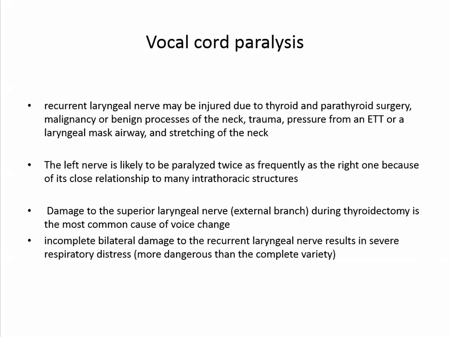The recurrent laryngeal nerve may be injured due to thyroid and parathyroid surgeries, malignant or benign processes of the neck, trauma, pressure from an endotracheal tube or laryngeal mask airway, and stretching of the neck. The left nerve is likely to be paralyzed twice as frequently as the right one because of its close relationship to the intrathoracic structures. Damage to the superior laryngeal nerve during thyroidectomy is the most common cause of voice change, due to injury to the external branch of the superior laryngeal nerve. And as I mentioned earlier, incomplete bilateral damage to the recurrent laryngeal nerve results in severe respiratory distress because of the unopposed action of the bilateral adductor muscles.